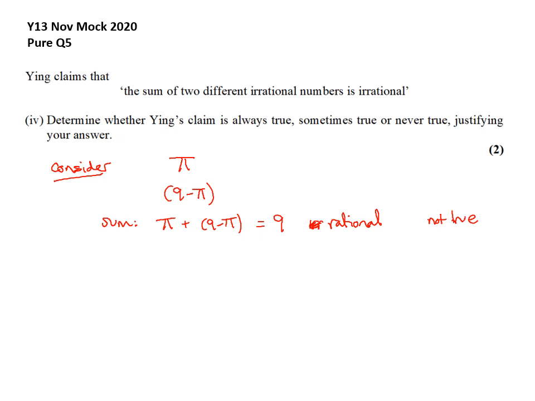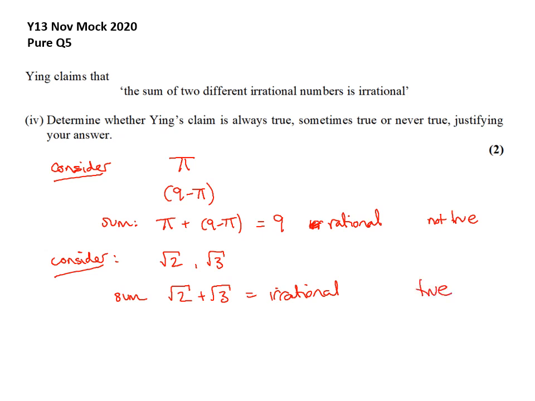And then I want to show a case where it is true. So let's consider another pair of irrational numbers. Let's say root 2 and root 3. And here I could sum those. Root 2 plus root 3 is irrational. Just state that that is irrational for 2 marks, and that is true. So therefore, Ying's claim is sometimes true.